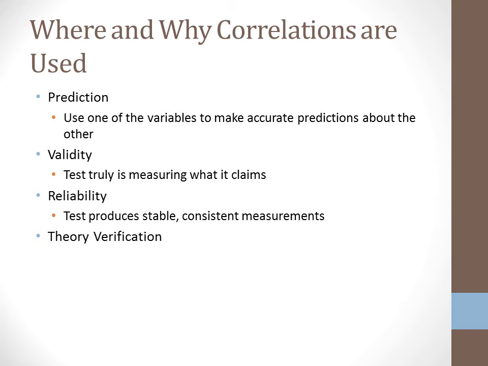Lastly, we can use correlations for theory verification. Many psychological theories make specific predictions about the relationship between two variables. For example, a theory may predict that there is a relationship between brain size and learning ability. A developmental theory may predict a relationship between the parent's IQ and the child's IQ. A social psychologist may have a theory predicting the relationship between a personality type and a behavior in a social situation. In each of these cases, the theory's prediction could be tested by determining the correlation between these two variables.